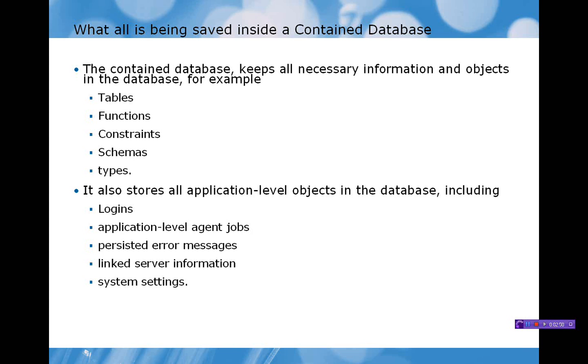A contained database keeps all the necessary information required to support the complete database. For example, it has our tables, functions, constraints, schemas and types. Schema is something which is newly included. It also includes all application-level objects in a database, like logins and application jobs, especially the jobs which are required to manipulate the data, which also get saved inside a contained database. It also saves persisted error messages, linked server information and system settings.